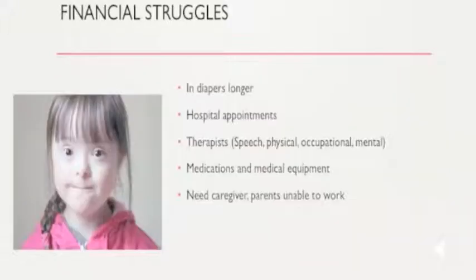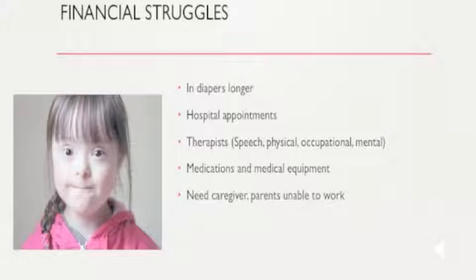Financial struggles for these families are very common. Diapers are needed longer in these children because they take longer to potty train. There are numerous hospital appointments and co-pays that these families will have to pay. There are therapy appointments for speech, physical, occupational, and mental therapy. And then medications and medical equipment are a necessity in these patients. Most need a caregiver at all times, so parents are unable to return to full-time work. Disability benefits are intended to help, but sometimes they easily get absorbed into total family income, and this is another reason they struggle.